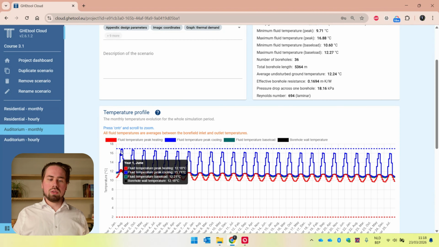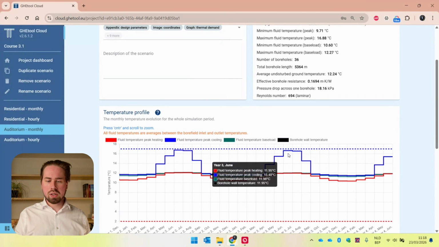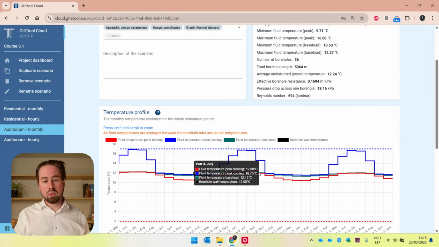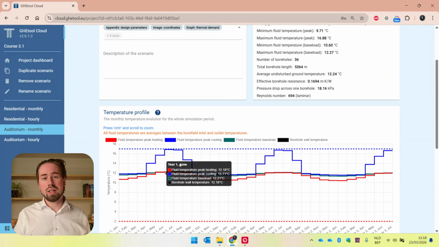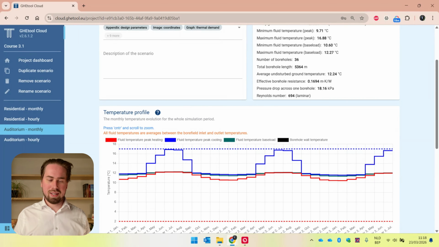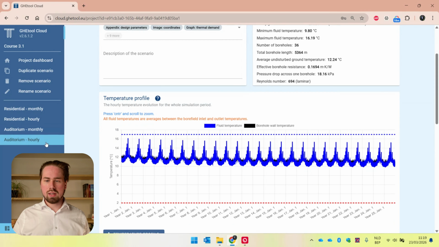And again, here you do not know how many hours we are at this maximum level, but we know that in an auditorium, cooling is quite an important aspect of your thermal comfort. But if we would go to an hourly simulation, what we see is that we are significantly below the 17 degrees. And we're at 16.19 degrees.